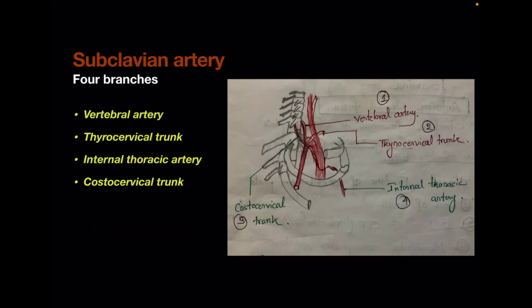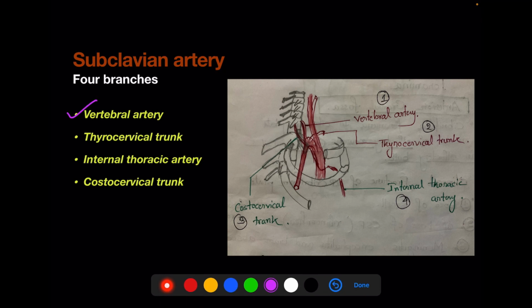Now we are discussing our last artery, that is subclavian artery, which has four branches, as you can see in the slide. First one, that is vertebral artery, which supplies blood to the brain along with the internal carotid. As you can see in the picture here, I'm using red color to identify the vertebral artery. Next one is thyrocervical trunk. It is here. I'm using green color to identify it.